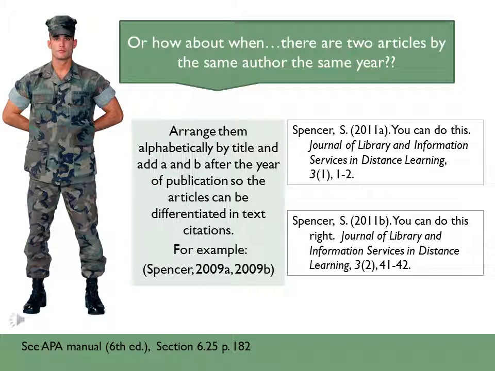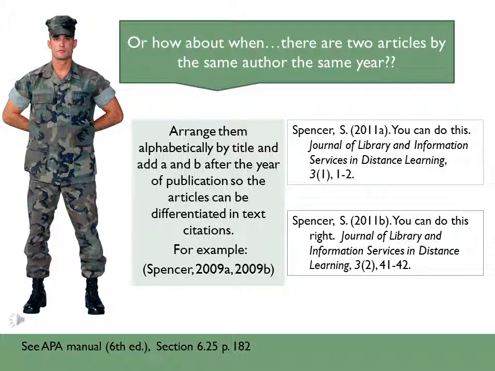What happens when you have two or more articles by the same author within the same year? Well, it'll be very hard for the reader to know which article you're referring to because it's the same person. So what you do is you arrange them alphabetically by title and then add in a lowercase a and b and however many other letters you need for each article after the year of publication so the articles can be differentiated in the text.